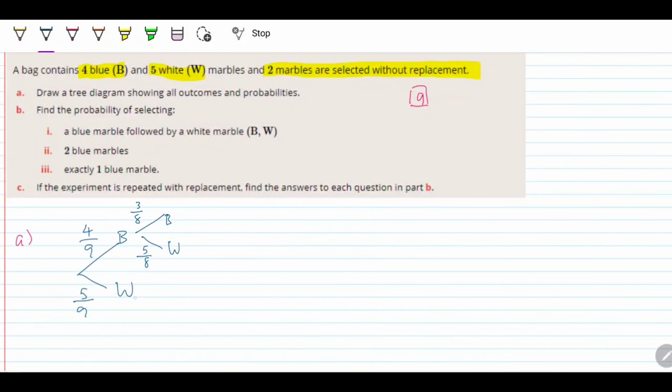If we pick a white the first time, the probability is 5 on 9. The probability of getting to a blue from a white without replacement will be 4 on 8, which means the probability of getting a white after a white will also be 4 on 8. Once again, the branches add up to 1. So once you have this, we want to draw our outcomes.